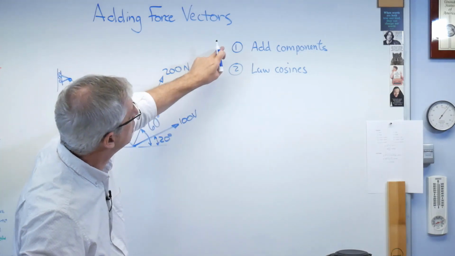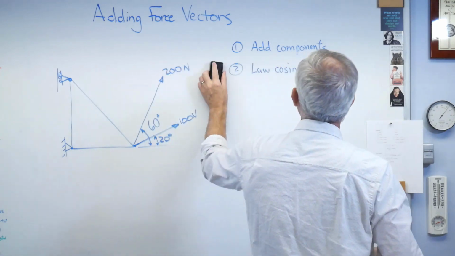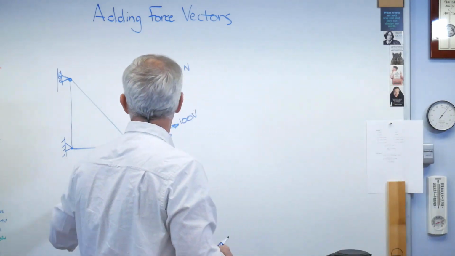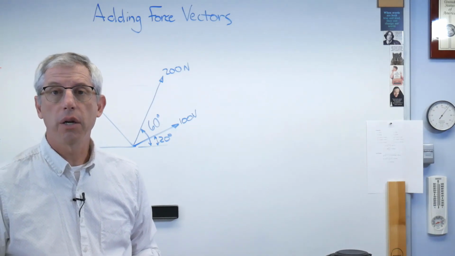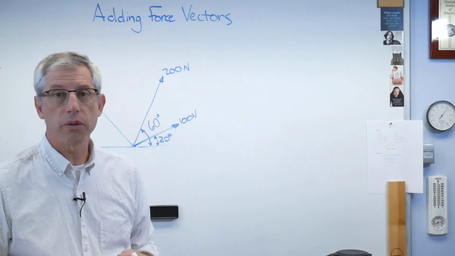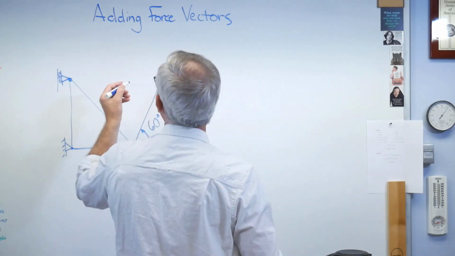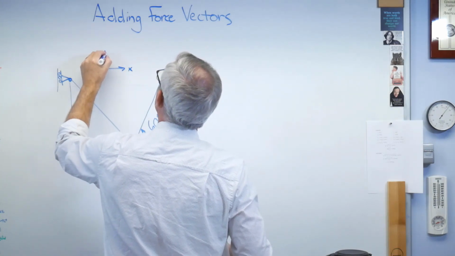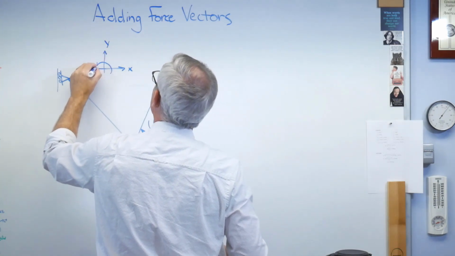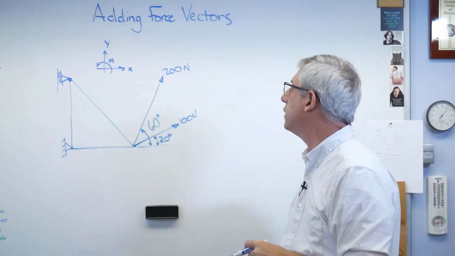So first let's add components. Let's see how that works. Well, in order to solve this problem, we're going to want to sum forces in the two directions and sum moments. That's the recipe for solving a statics problem. So we're going to need a coordinate system. Let's make that our coordinate system. Okay, so those are the positive sign conventions.